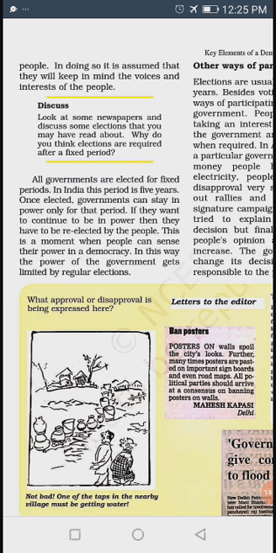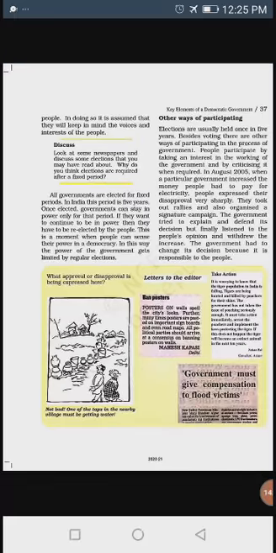These elected leaders stay in power for 5 years, and if they want to continue in power, they want to be re-elected by the people, and these leaders are answerable to the people. So students, this is one way to participate in the democratic government, that is voting.